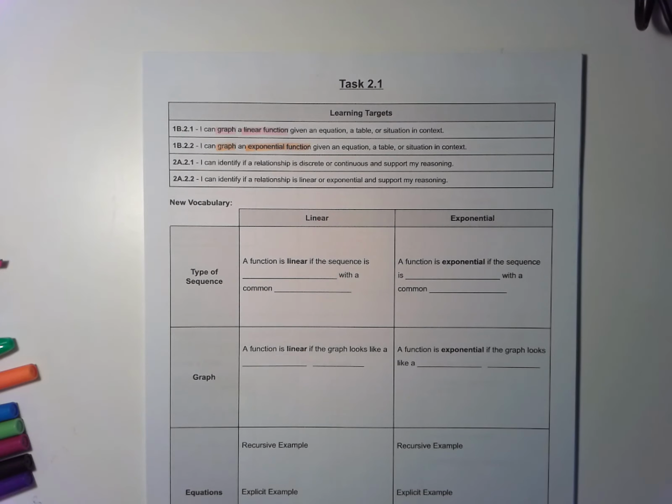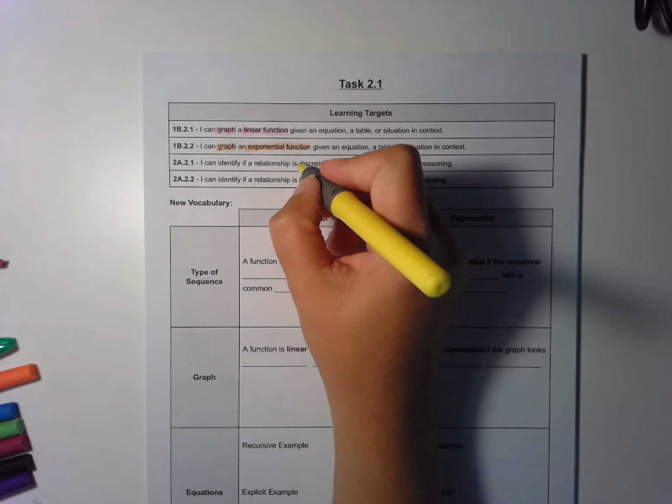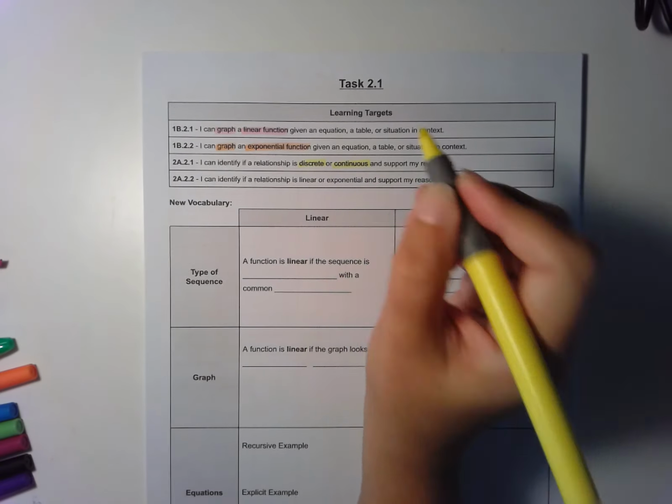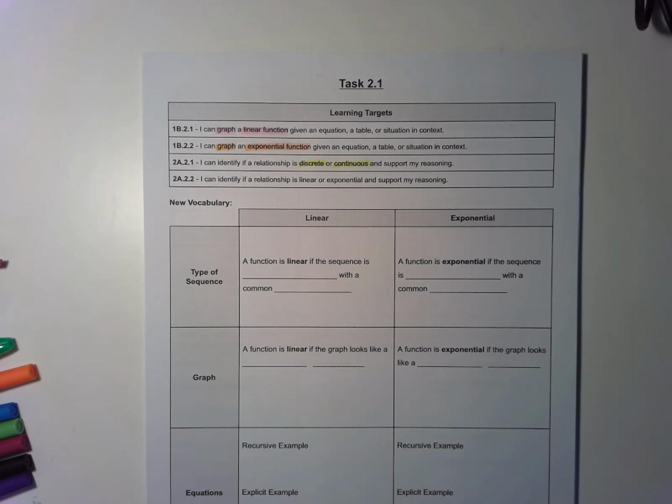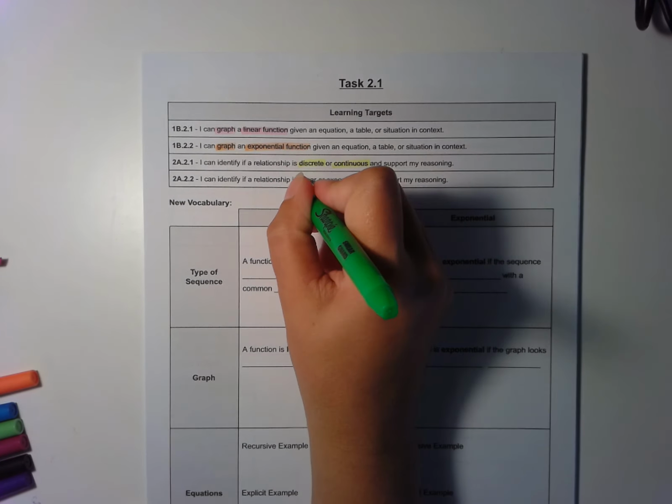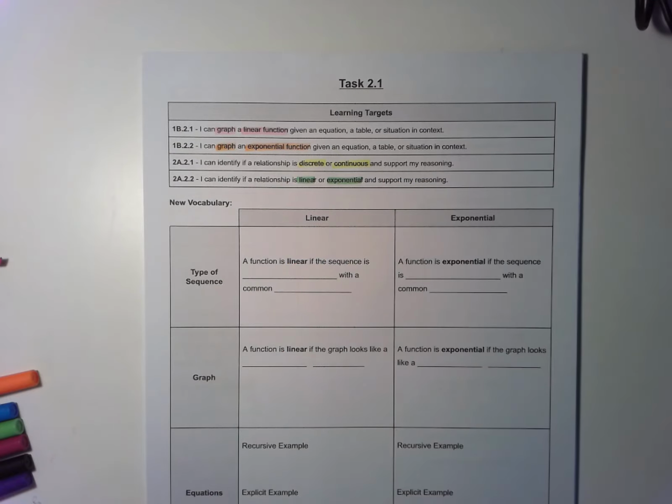We are also going to talk about identifying if a relationship is discrete or continuous. So those are some of the new vocabulary words for this unit, discrete or continuous. And last but not least, we are going to talk about how do you determine if a relationship is linear or exponential. So what is the difference between linear or exponential and how can you tell? Let's start with some vocab.